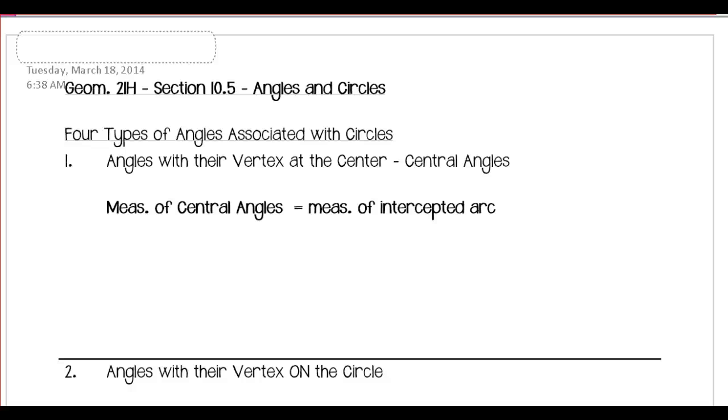This is Mr. Martin. These are the video notes for Geometry Honors, section 10.5. We're going to be talking about angles and circles today.